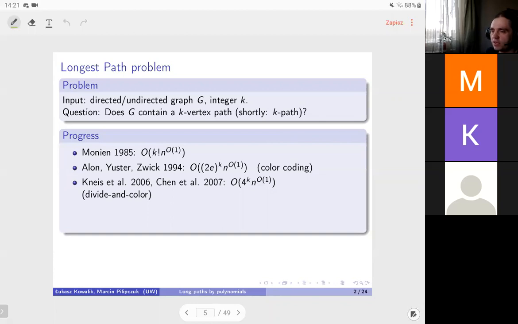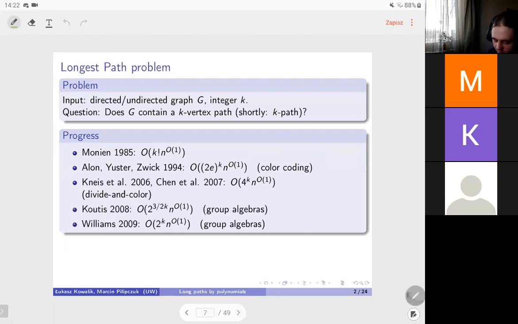It's described there neatly. There's a way of doing color coding that improves this 2e to the k to 4 to the k. It's like you're randomly coloring the graph with two colors, red and blue, and hoping the first half of the path is red and the second half is blue, and then recurse. It's not exactly like that, but it's more or less the same idea. So you can punch this color coding idea into a slightly better constant, 4 to the k. You can get 4 to the k, and I will show you some ideas how to slightly improve it, because it's still deterministic.